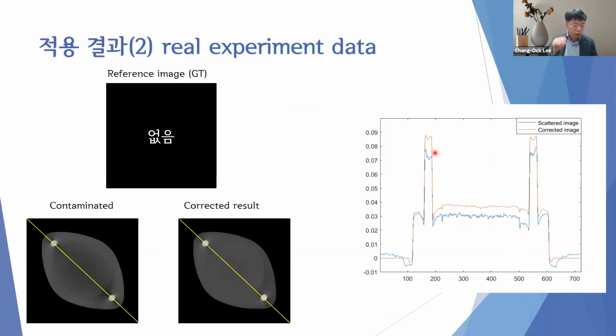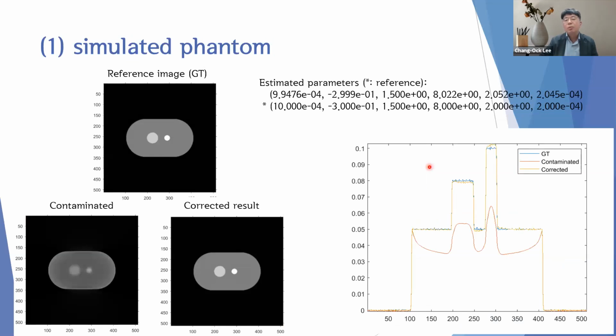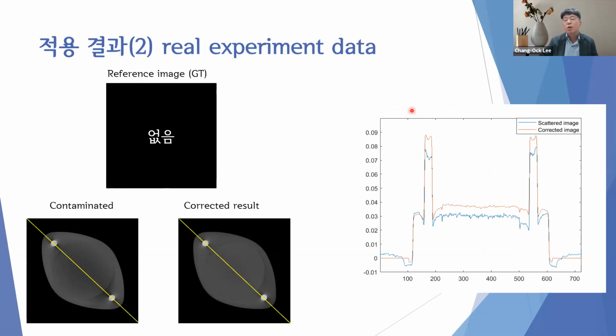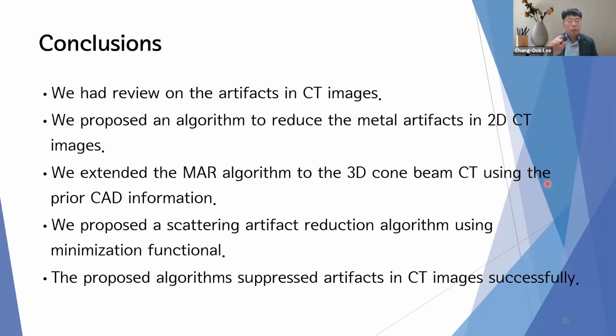Okay, now we do the real experimental data. Since this is a real experimental data case, we don't have a reference image. This is the contaminated data, and this is the corrected data, and we look at these diagonal profiles. If you look at the diagonal profiles, the blue shows the scattered image, and the red shows the corrected image. And from the previous simulated results, we believe that in this case we found the correct data. Okay, now I've used my time. Yeah, the 45 minutes.